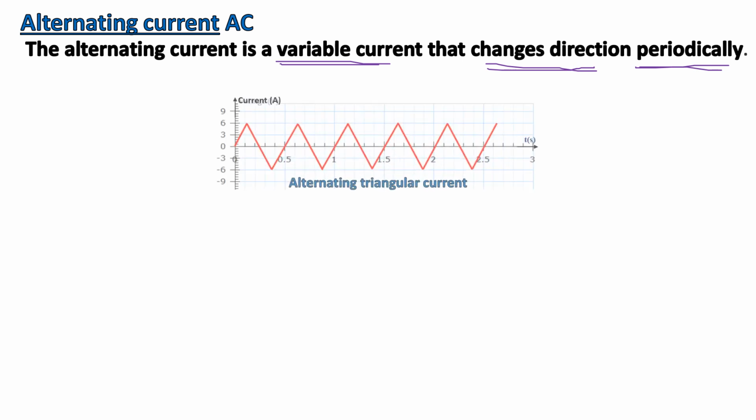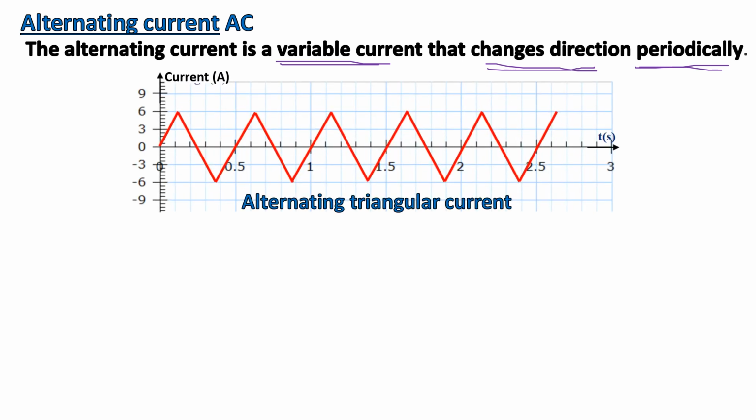Let me give you an example. This is an alternating triangular current. Look at the triangular shape of this current. As you see, this current doesn't have a constant size or value. Its value varies between -6 and 6. The maximum value of this current is 6 amperes. The time needed by this current to repeat itself identically is 0.5 seconds. This is the time period of the current. And as you know, to calculate the frequency of this current, we need to divide 1 by the time period. So the frequency of this current is 2 Hz.